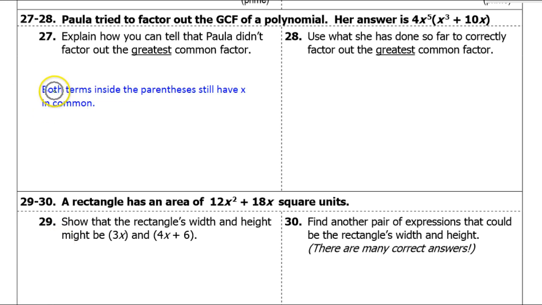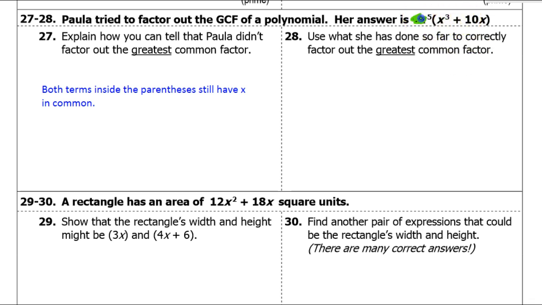All right, so like I said, both terms inside the parentheses still have x in common. That's how you know she didn't factor out the greatest common factor. So for number 28, we need to use what she's done so far to correctly factor out the greatest common factor. Basically, we have to finish what she started.